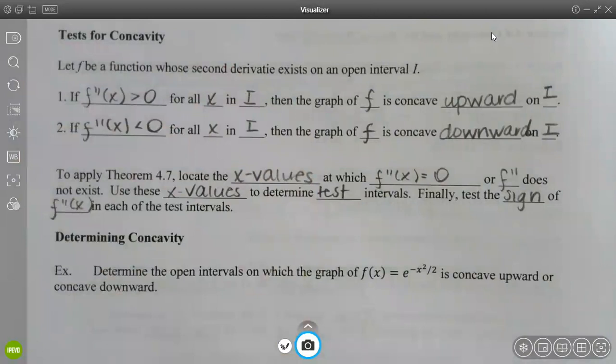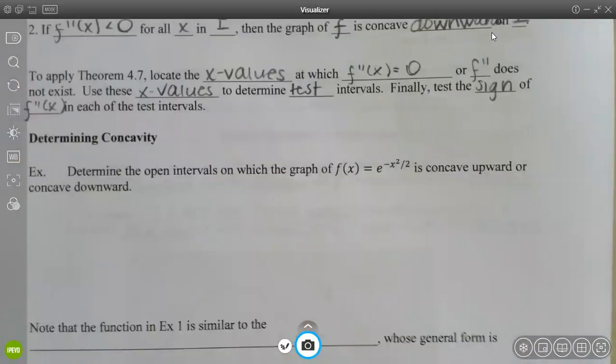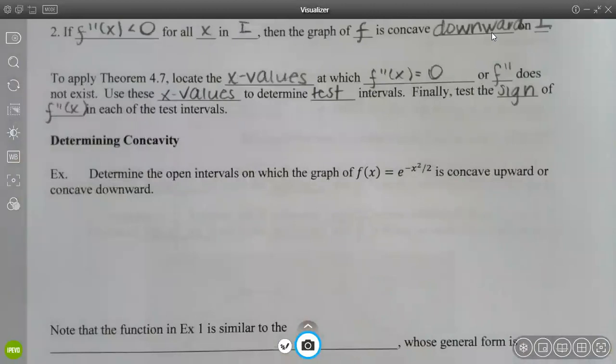All right. Determining concavity: determine the open intervals on which the graph of f of x equals e to the negative x squared over 2 is concave up or concave down. So we need to find the second derivative. So we're going to start with the first derivative.